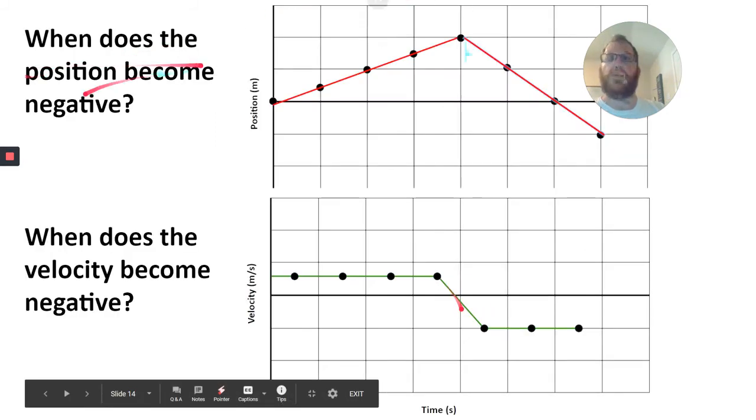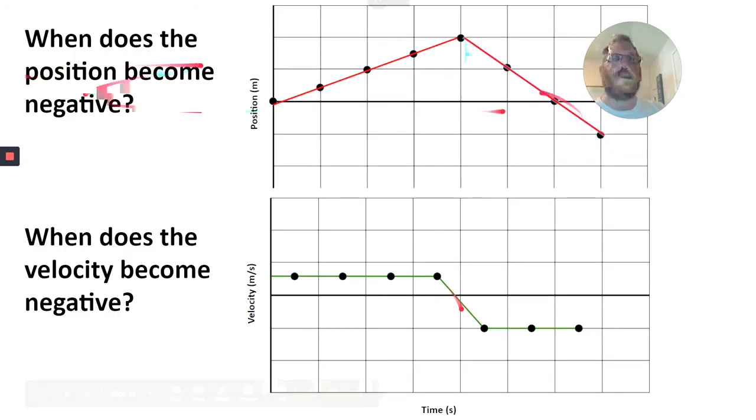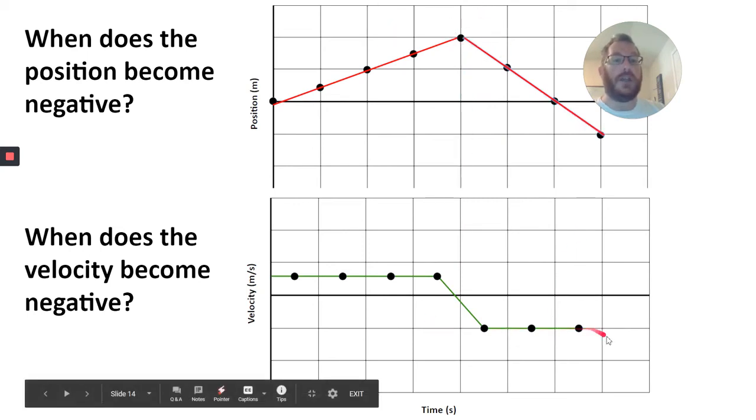So I want to take a look at these together, right? When does the position become negative? Well, it doesn't become negative until second 6, right? 6 to 7. That's when the dog passed where he started and moved back the other way. When does the velocity become negative? Well, that happens at around second 4, right? It's 4 seconds to get out to the 2 meters of displacement, and then he turns around and goes back the other way. And so for the last 3 seconds, it becomes negative.